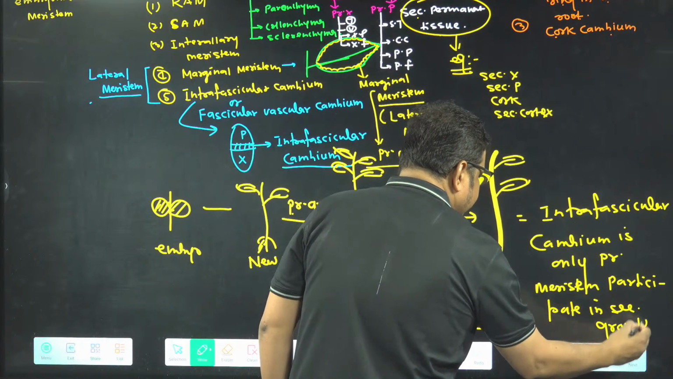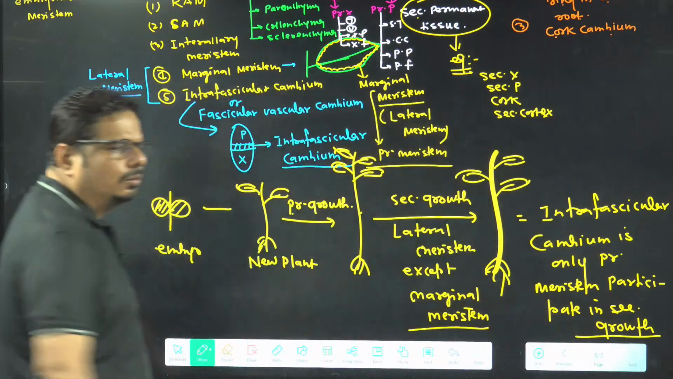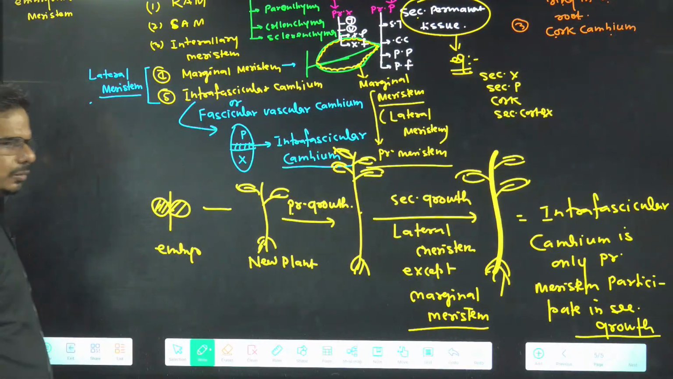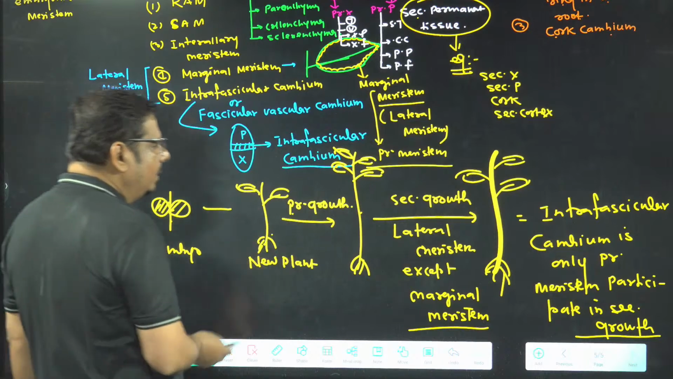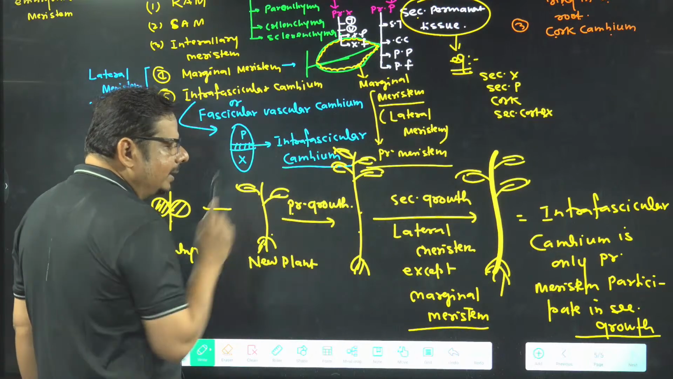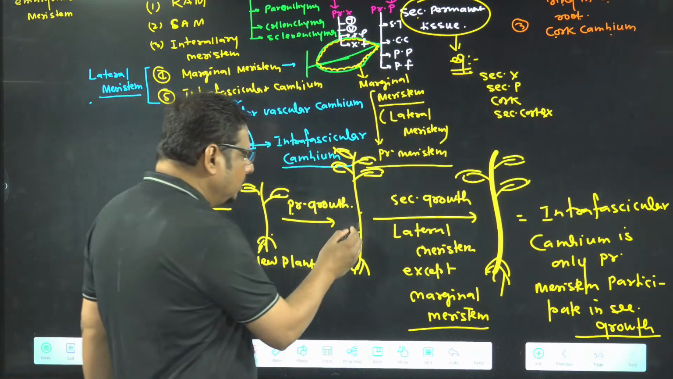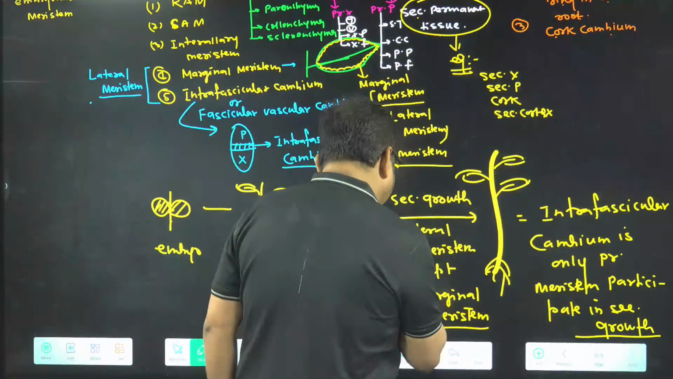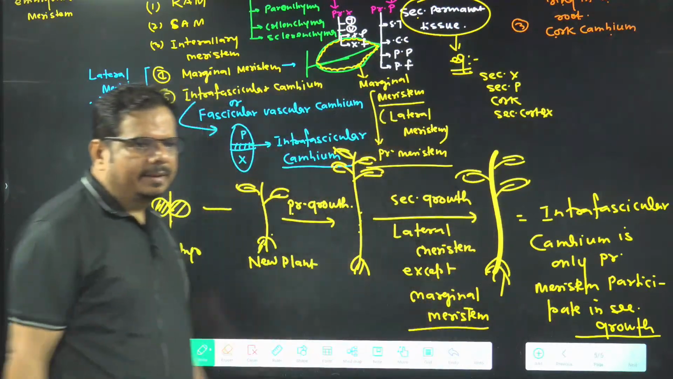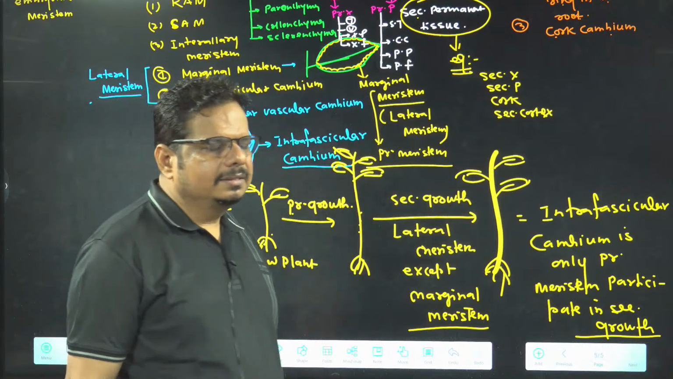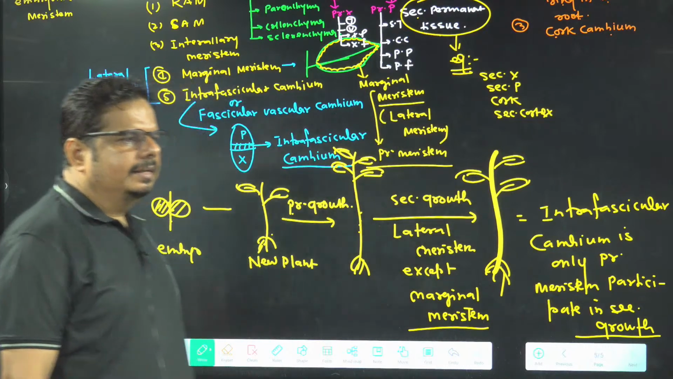Participate in secondary growth. You also note it. It is a very important line. So how from embryo a new plant is forming, how the new plant is growing in length, and how after growing in length it is increasing in its diameter. You got the idea? Is it clear? It is all right. It's done.